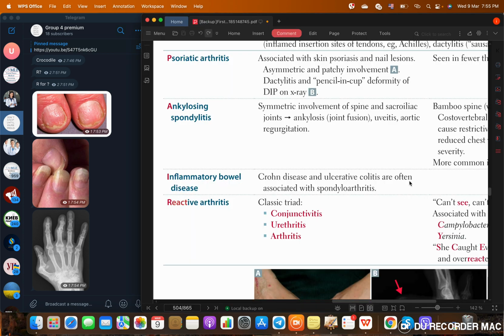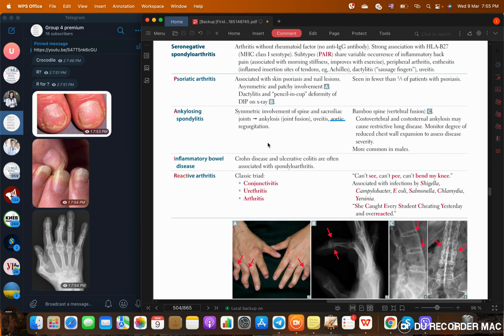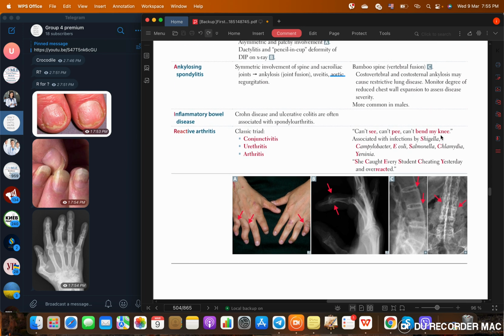That's ankylosing spondylitis. This patient also can have uveitis and aortic regurg. You need to know about the aortic regurg. I'm not sure why it happens, but you need to know about it. Remember, it's a diastolic murmur. Bamboo spine can be seen because of vertebra fusion, basically, which looks like this. As you can see, this is the bamboo spine.